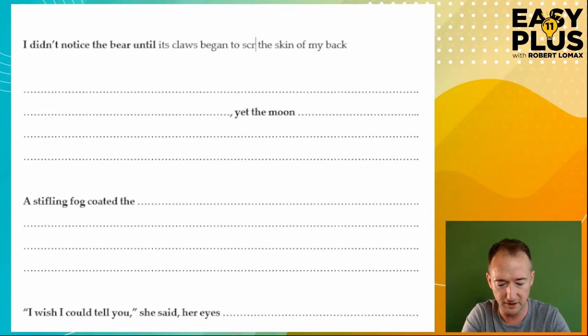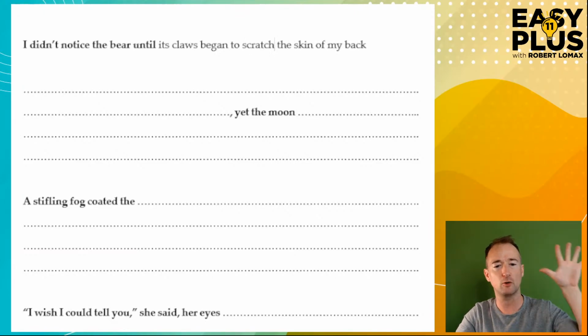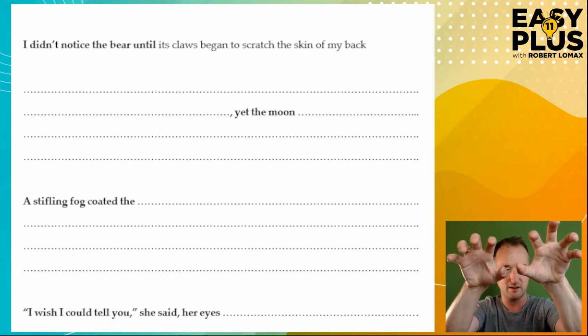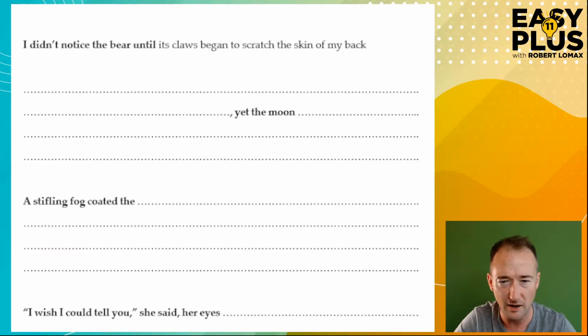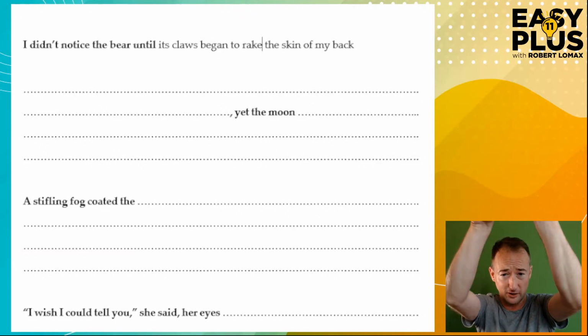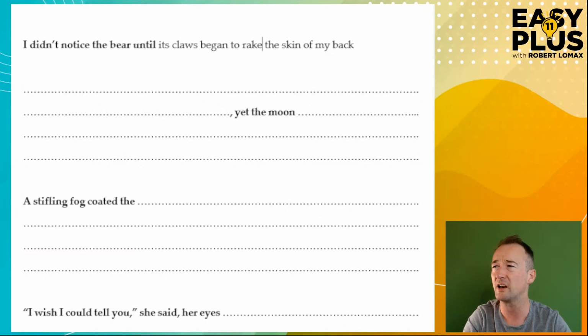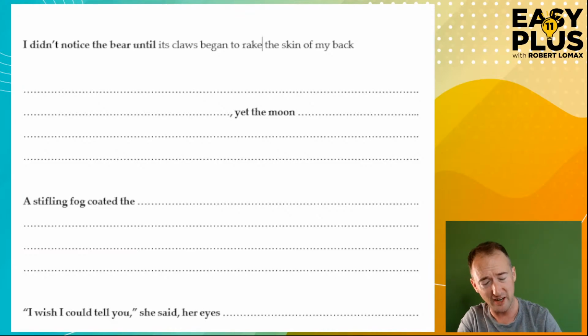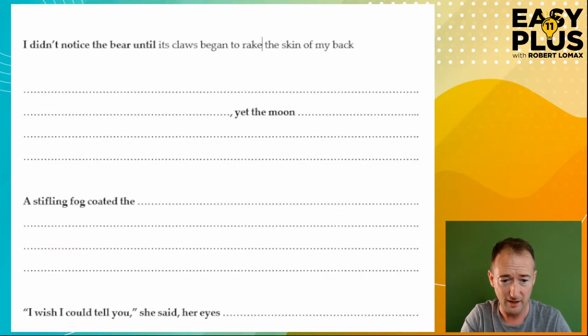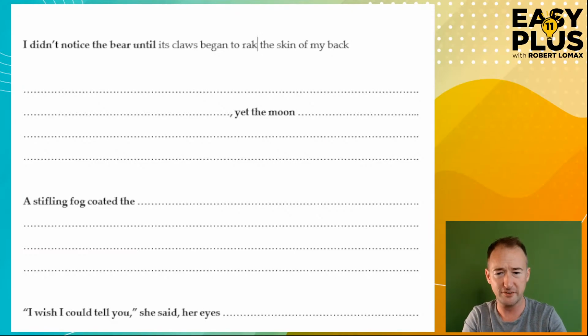Okay, began to something the skin of my back. So the kind of idea we're going for is scratch. So the bear's claws going like this. Began to, so a good verb is rake, began to rake the skin of my back. You know what a rake is, it's used for pulling up leaves in the garden. The problem with that is that fingernails or claws raking skin is a bit of a cliche. It's something that people often say to describe scratching. So maybe that, even though it's a metaphor, I might avoid it.